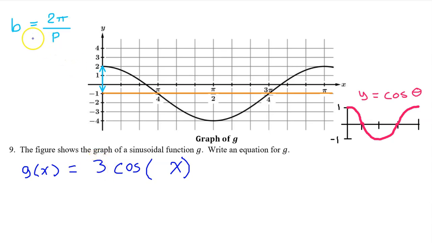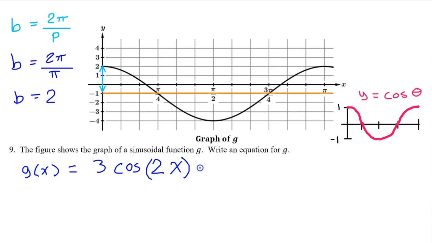We have memorized that the b value is equal to 2 pi divided by the period. This period of g starts at 0 and ends at pi, so the period is pi. Therefore, the b value will equal 2 pi divided by pi. The pi's cancel out, leaving b is equal to 2. And that b value goes right here.